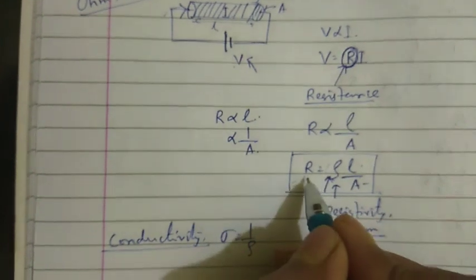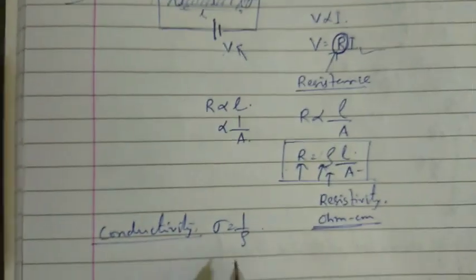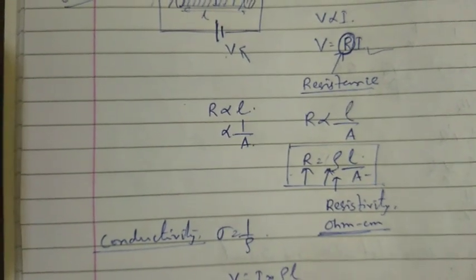Now if you put the value of R in Ohm's law, that is V equals IR, you can write V equals I into rho L by A.